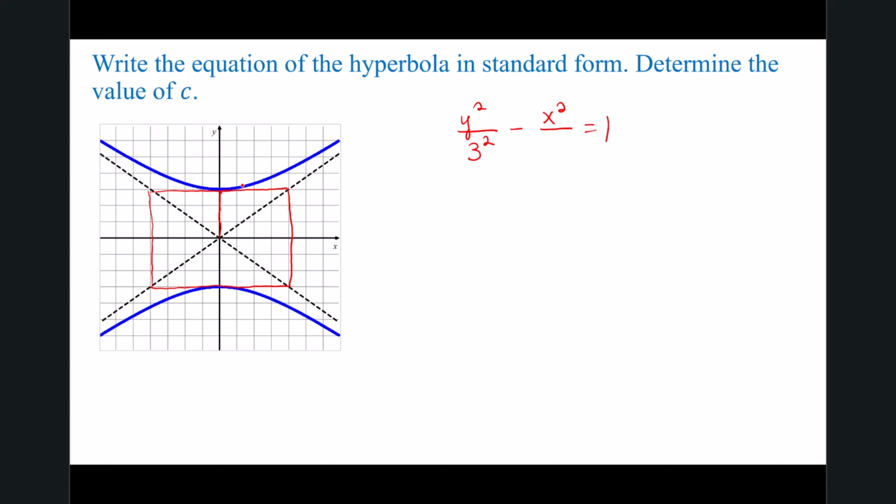So underneath the x squared, I need that horizontal distance from the center to that box. So 1, 2, 3, 4, so 4 squared goes underneath the x squared. I have y squared over 9 minus x squared over 16 equals 1. And then the c value would be the square root of 9 plus 16, or the square root of 25, which is 5. So the focus points are 5 units away from the center. 1, 2, 3, 4, 5. Here is one focus point, and here is the other focus point, and the hyperbola opens around those two foci.